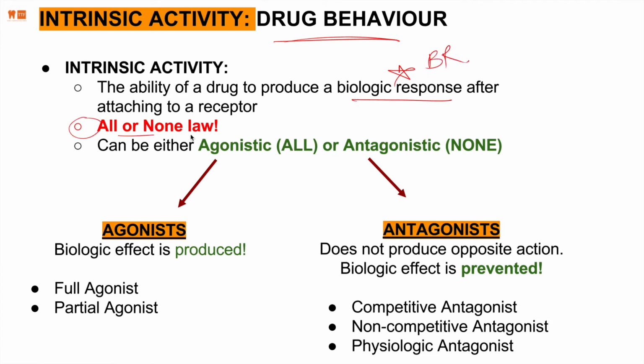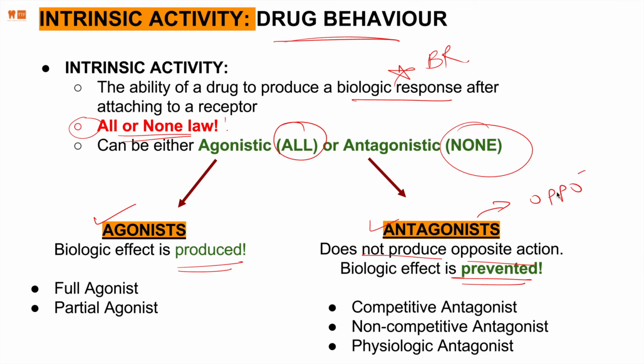It's got the all or none law. It can either be agonistic, which is all, or antagonistic, which is none effects. Now, keep this in mind, guys, that agonist means the biologic effect is produced, and antagonist means that it does not produce opposite action. However, the biologic action is prevented. This has no opposite action. It just has no action at all, right? It prevents the agonist from acting at the receptor by occupying the current receptor.